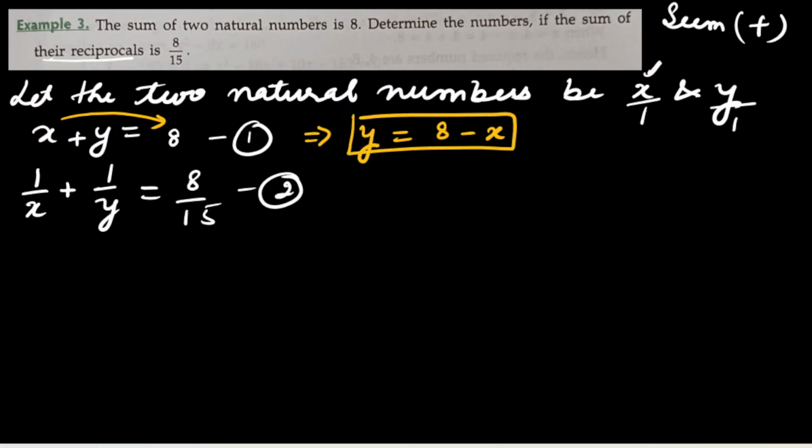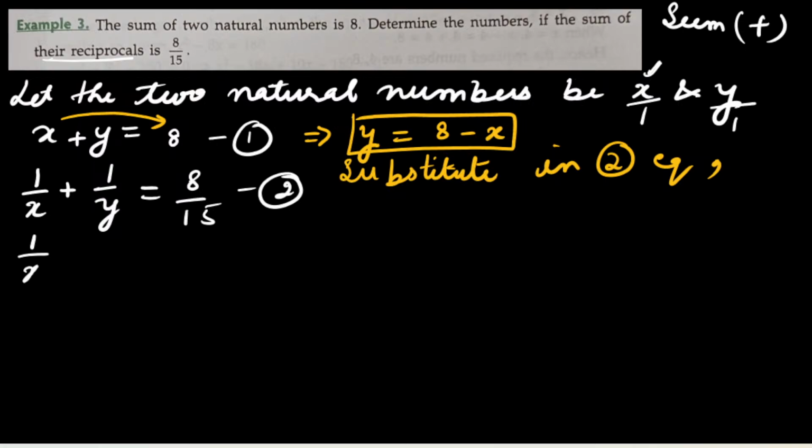So the value of y we can substitute in the second equation. So let's do the substitution now. The second equation I have already written. So it is 1 by x plus 1 by y. What is the value of y? 8 minus x. See, I have written it with a different color. So here in place of y, I have substituted its value, 8 minus x. So this is equals to 8 by 15.